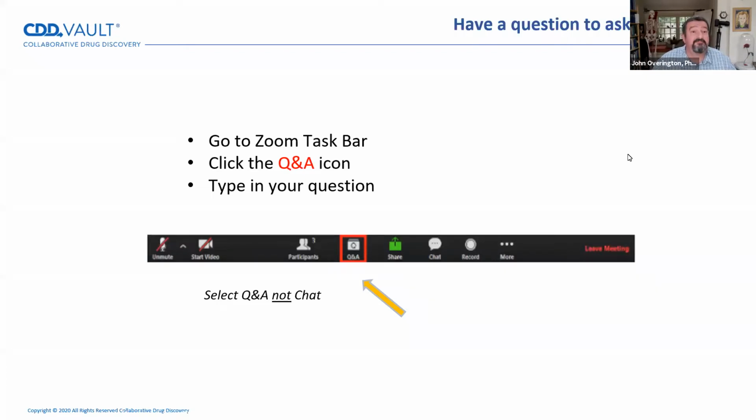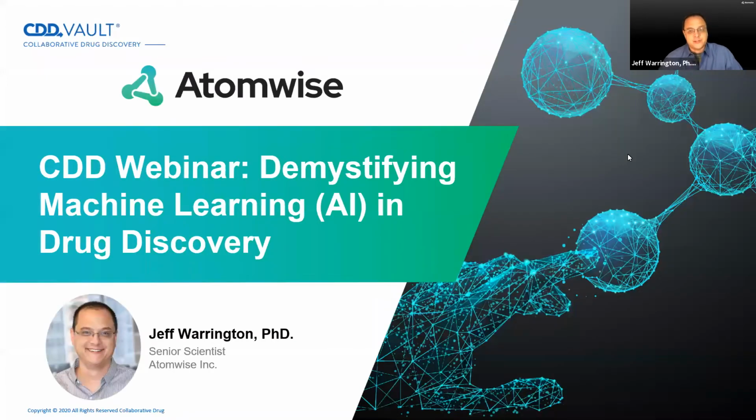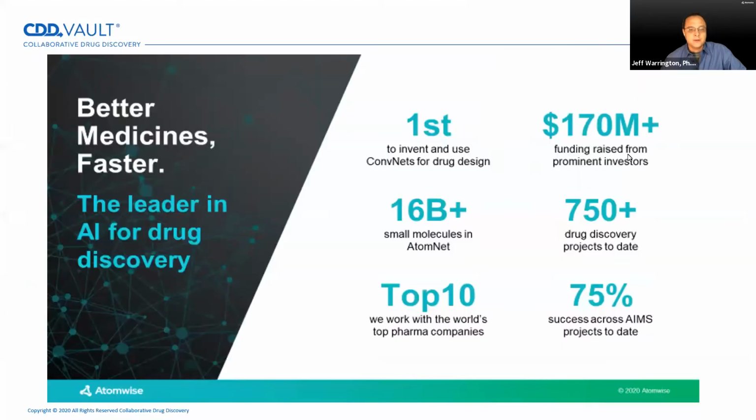Jeff. Great. Hi. Good morning, everybody. My name is Jeff Warrington, senior scientist at Atomwise, and we are one of the leaders in using machine learning and AI for drug discovery. I like to think of machine learning as a broader category of any technique that uses drug discovery data in a non-parametric way to predict upon experimental results. If you go to my next slide.